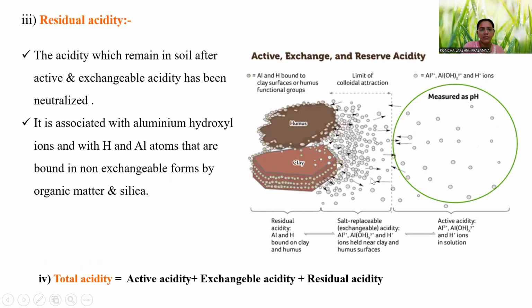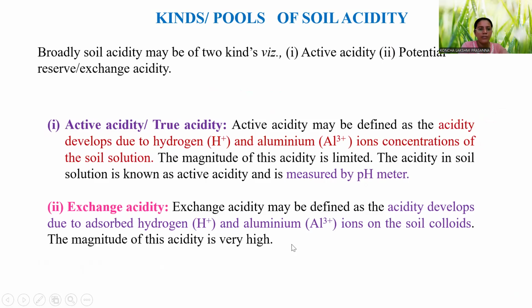Next is the exchangeable acidity. It is also known as the salt replaceable acidity. It is because of the presence of hydrogen and aluminum ions, the acidity which is developed due to the adsorbed H plus and aluminum ions present on the soil colloids. That is why it is known as the exchangeable acidity or salt replaceable acidity.